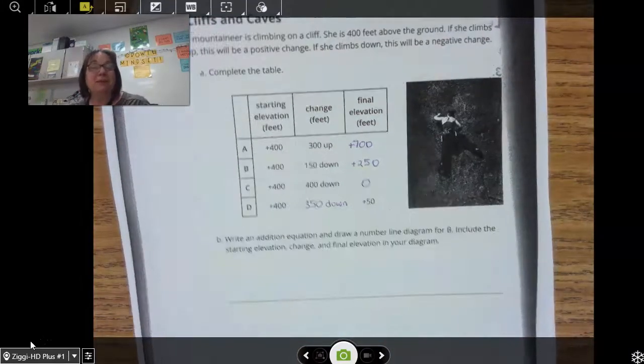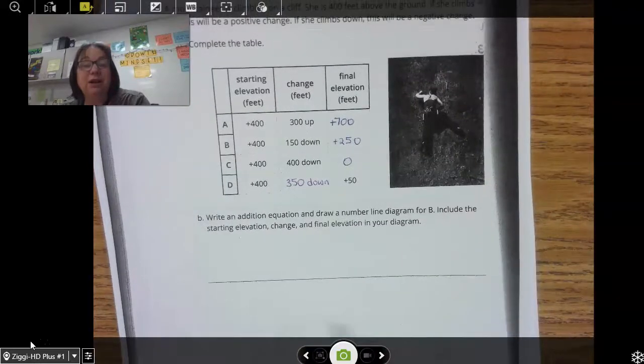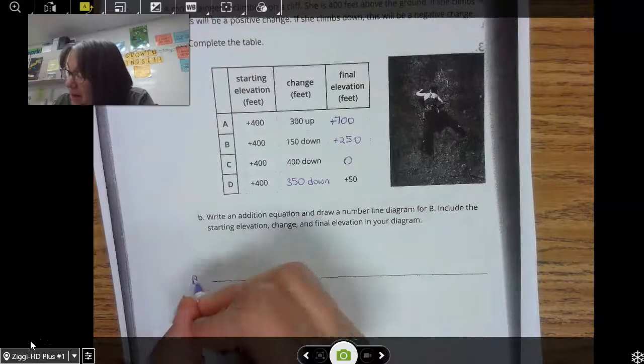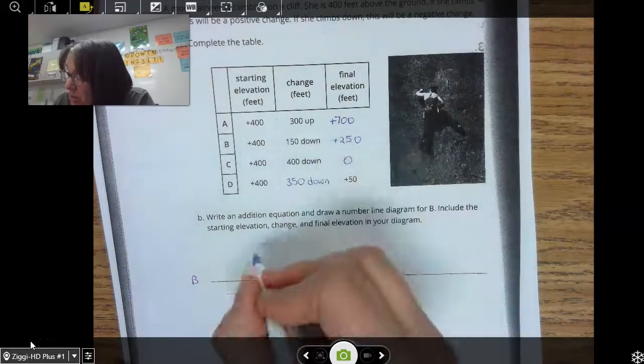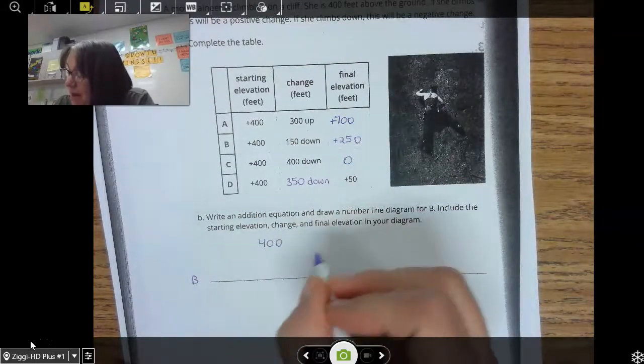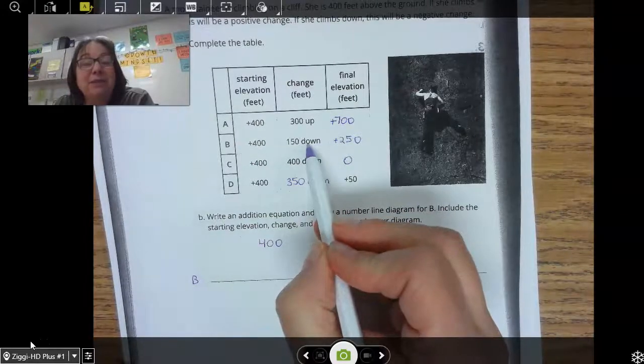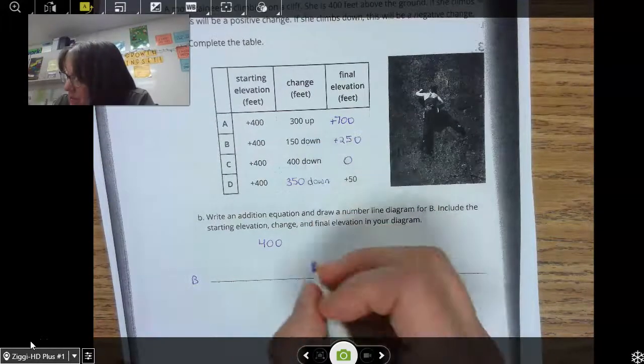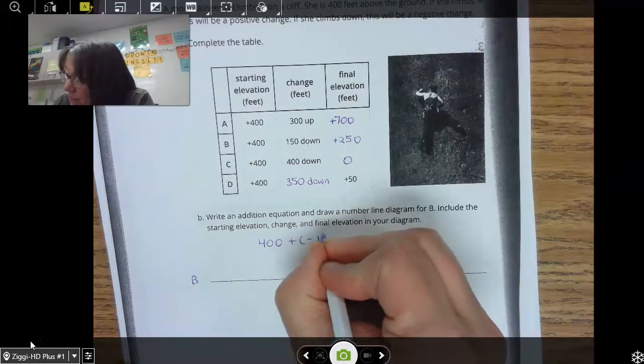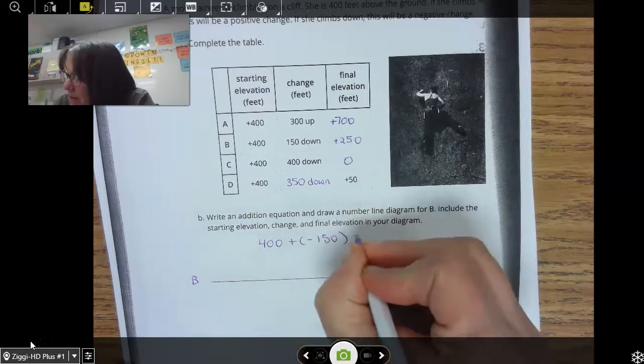So now part B says, write an addition equation and draw a number line diagram for B. So I'm going to go up here and look at B. What's my addition equation? Well, I started at 400. And then I went down, so we would represent down with a negative number. So I'm adding a negative 150. And where did I end up?